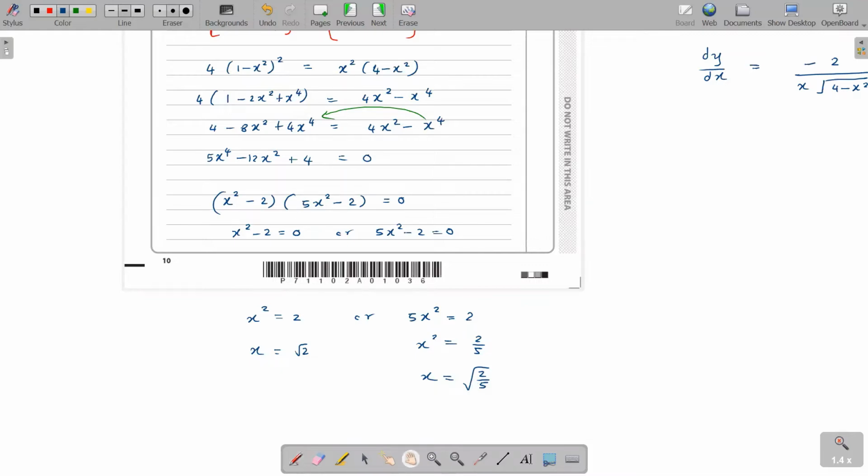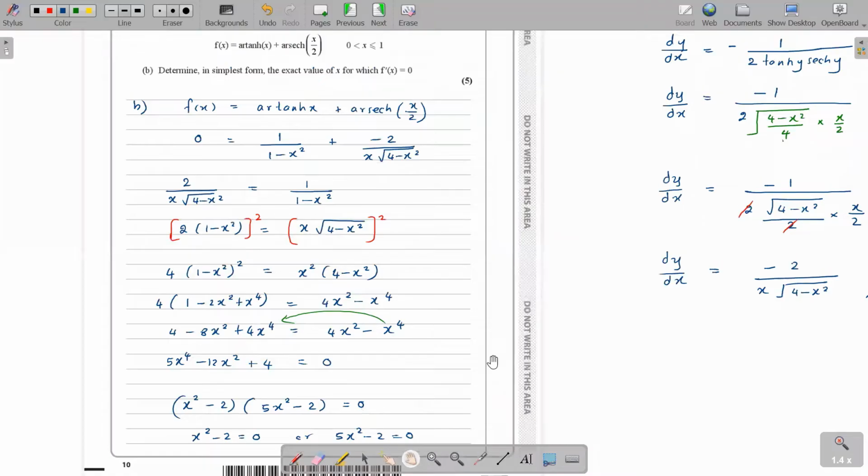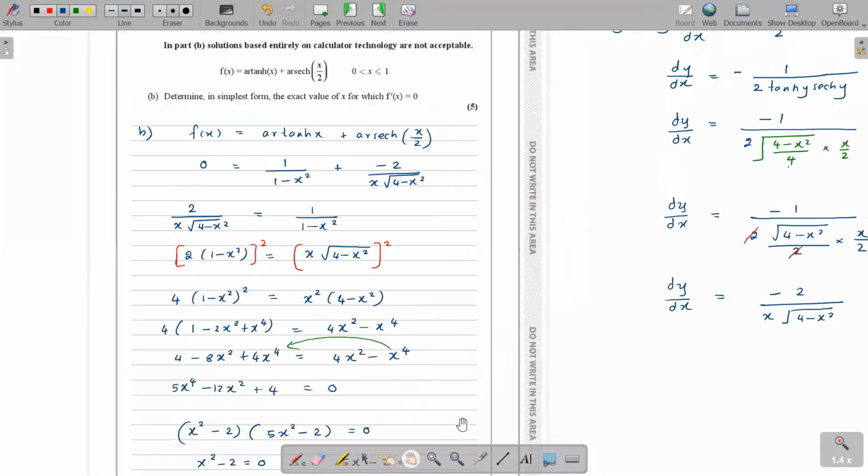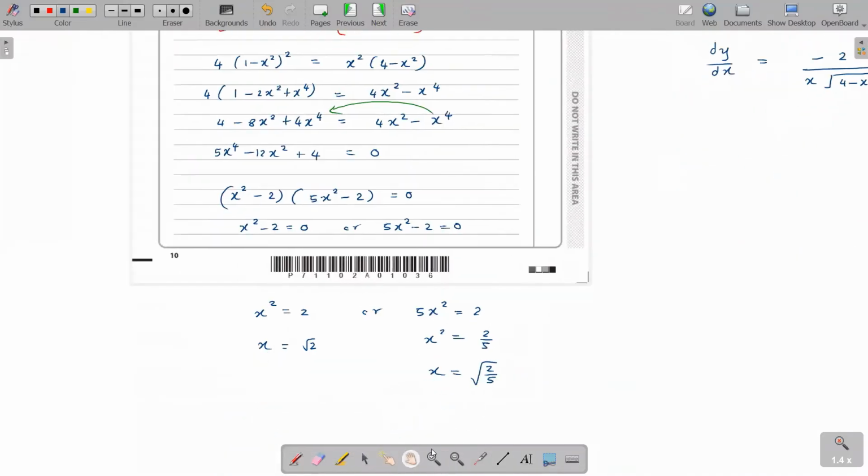But I think we need to check these answers. Wait, let's check on this. Can you please check the root 2 value, because the x value is supposed to be between 0 and 1, right? It's 1.414, so it's outside the range. So is this a solution? No, not valid. It's out of range.